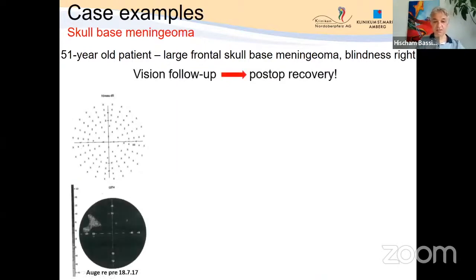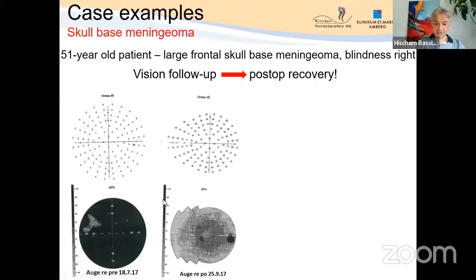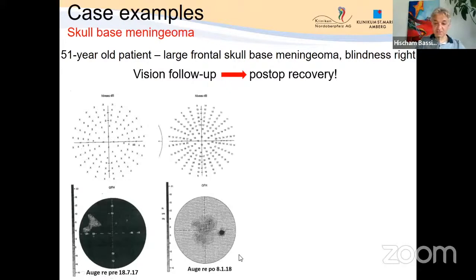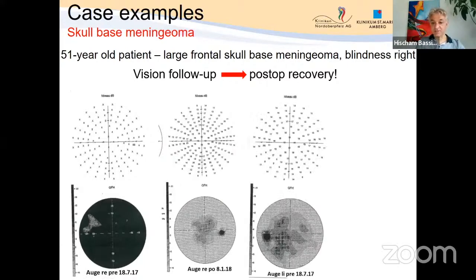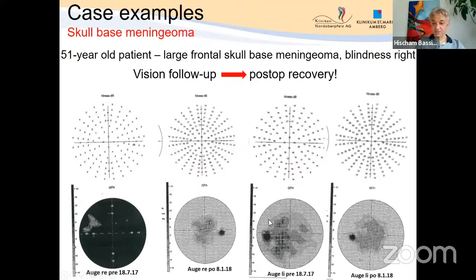So this is the vision follow-up. This was preoperatively. And this is 2 months after surgery. So there was regaining of vision. And this was 6 months, almost complete vision on the right side. So it's a good functional result after being almost blind. So this is the left side. Also, there was amelioration of vision after 6 months.